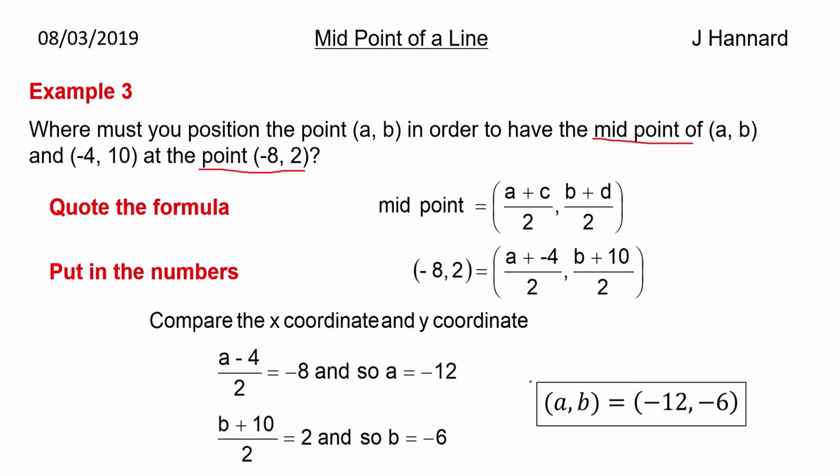Sorry for the badly worded question there, but I think you guys will know what I mean by it. You've got a line, a point (A, B) and a point (minus 4, 10), and we want the midpoint of that line to be (minus 8, 2), so you work the formula around there.